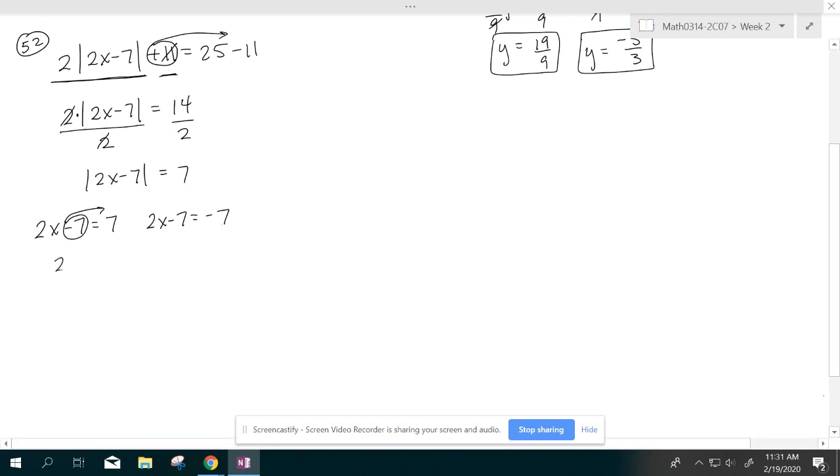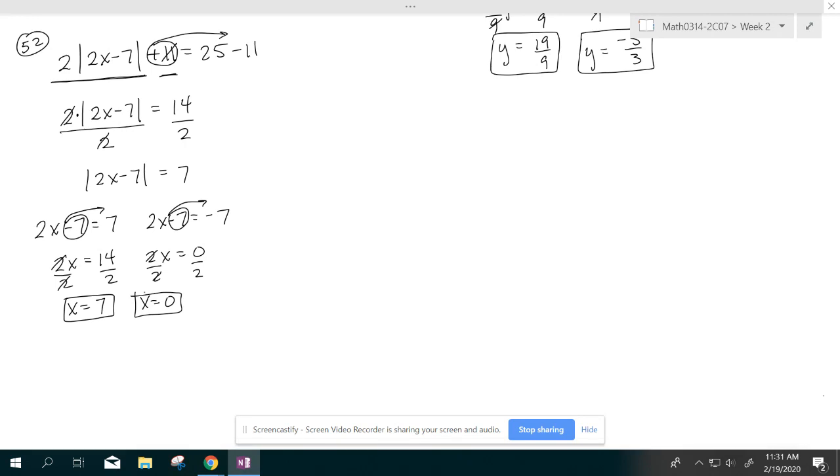Solving for x. Bringing the negative 7 over is going to give me 14. And divide by 2 is going to kick that back down to a 7. On the other one, bringing the negative 7 over is going to make that a 0. And dividing by 2 is going to give me 0. And so again, we get 2 solutions. Everybody see how that works? You're going to have to know how to work it, okay?